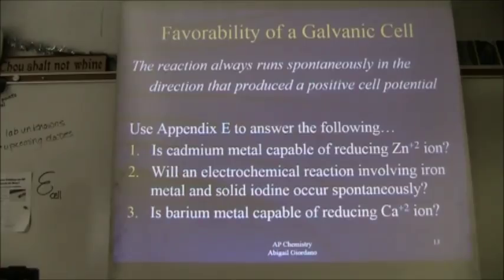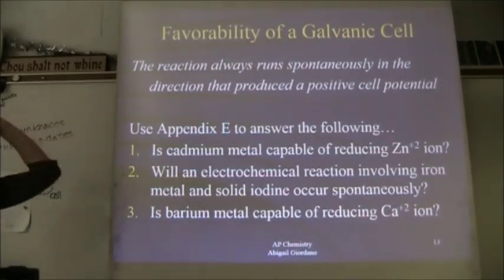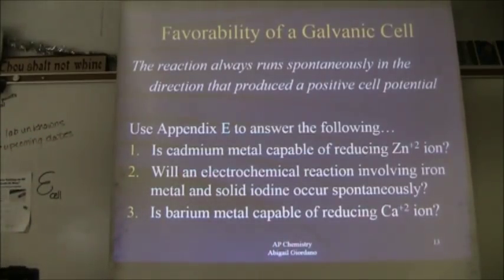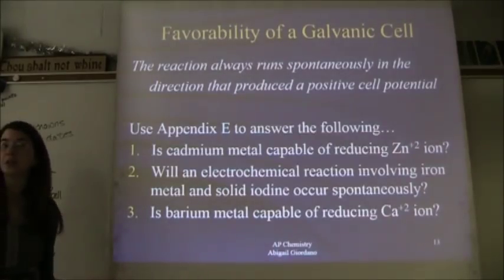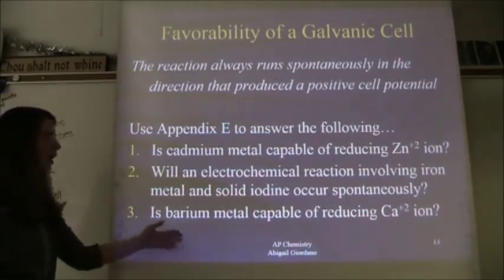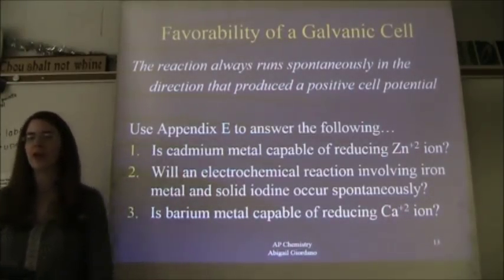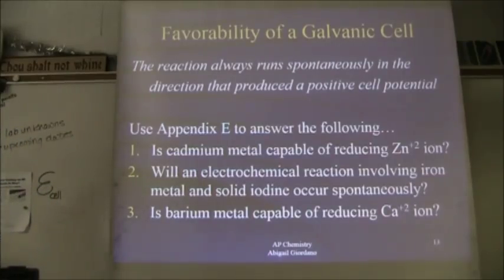Let's do one more. Barium metal. Find that first. Solid barium. Ask yourself, is it on the correct side? Is it a reactant? If it's not, then flip it. If it is, then leave it alone. So tell me what you think about this one. Yes. Why is it yes? You get a positive total cell potential. You got it. Very good.